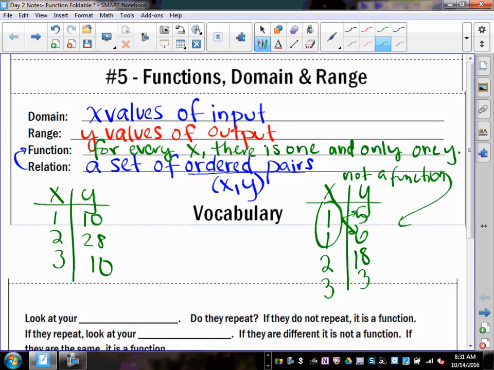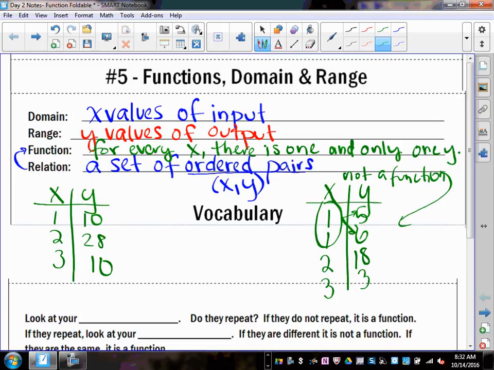So when I have the same x value going to two different y values, then it's not a function because it has to be one and only one y. So if any particular x has more than one y for it, it's not a function. And we'll talk about that more here. So domain, your x values, range, your y values. All of our ordered pairs together gives us a relation. If that relation meets the specific requirement that each x has one and only one y, then we can call it a function.